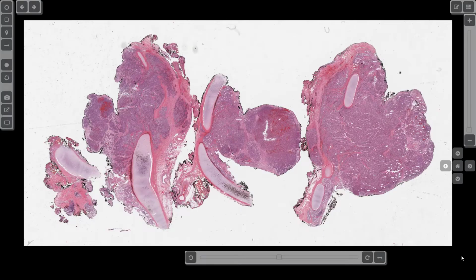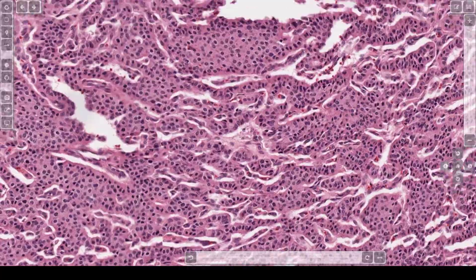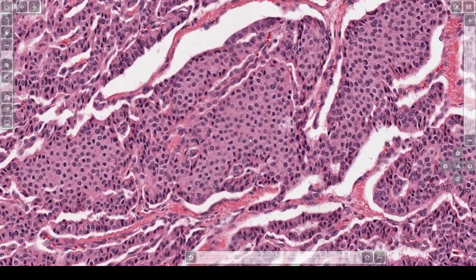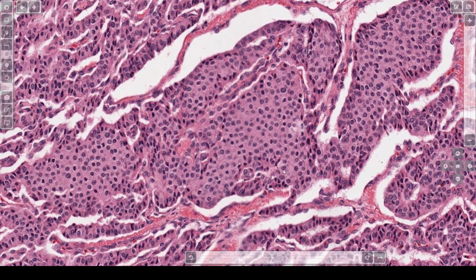This is slide 27. You can see there are multiple pieces of tissue. Here's some normal cartilage, this is cartilage, here's cartilage, a small piece of cartilage here, and a small piece of cartilage here. Most of the rest of the tissue is composed of tumor. Let's take a closer look over here. This tumor is composed of groupings of cells that have fairly uniform round nuclei with moderate amounts of cytoplasm. This is the appearance of a carcinoid tumor. This is a bronchial carcinoid tumor.